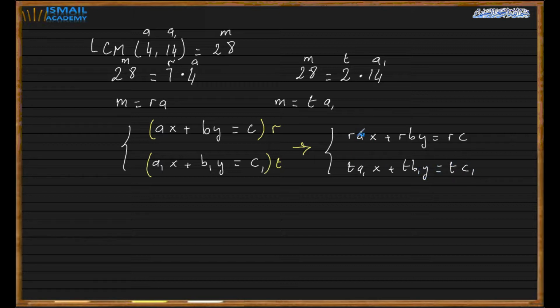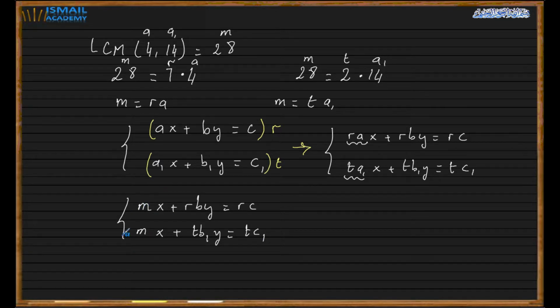Now, RA is M and TA1 is M. I'm going to substitute those two expressions by their equivalent expression. So we end up having MX plus RBY equals RC, and MX plus TB1Y equals TC1. As you see here, the coefficients are the same.